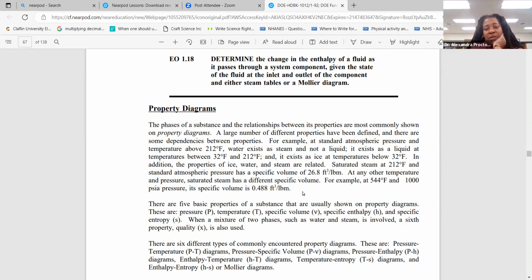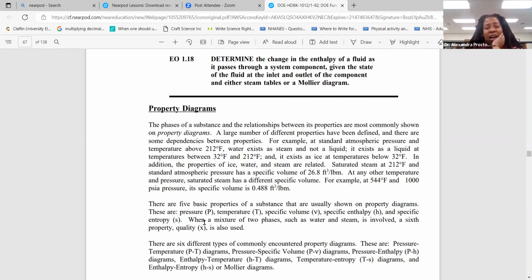Saturated steam at 212 Fahrenheit and standard atmospheric pressure has a specific volume of 26.8 cubic feet per pound mass. And at any other temperature and pressure, saturated steam has a different specific volume. For example, at 544 degrees Fahrenheit and 1,000 PSI pressure, the specific volume is 0.448 cubic feet per pound mass.